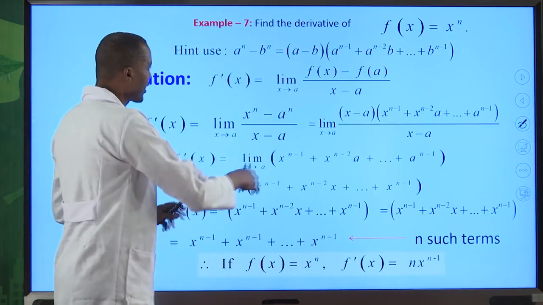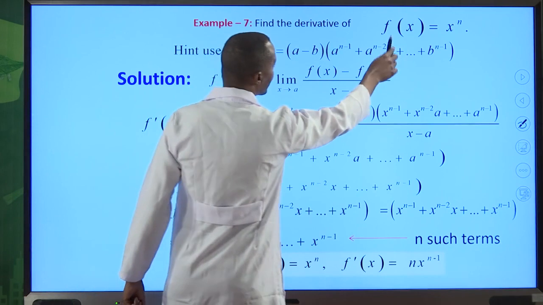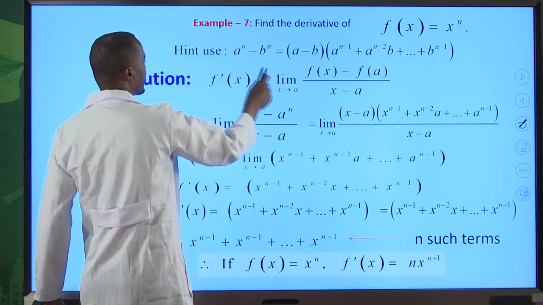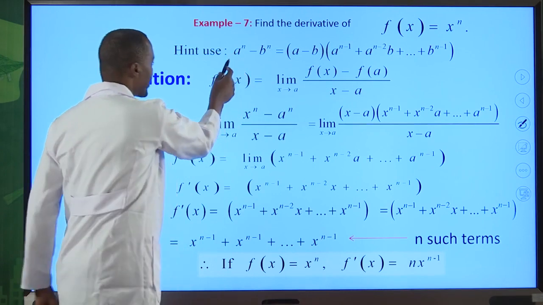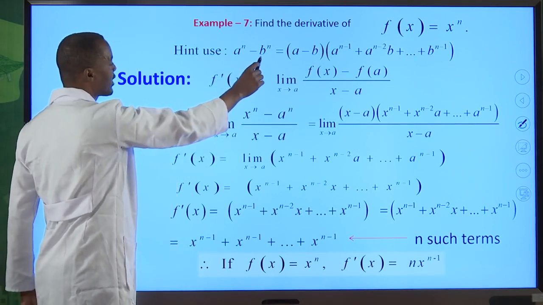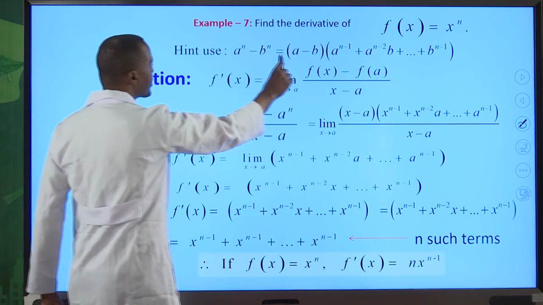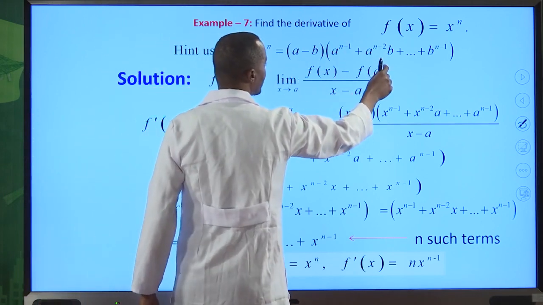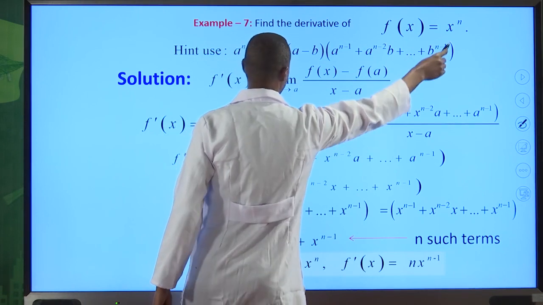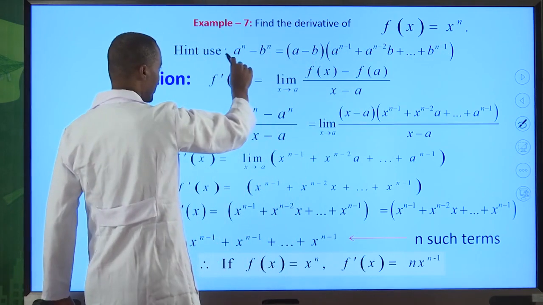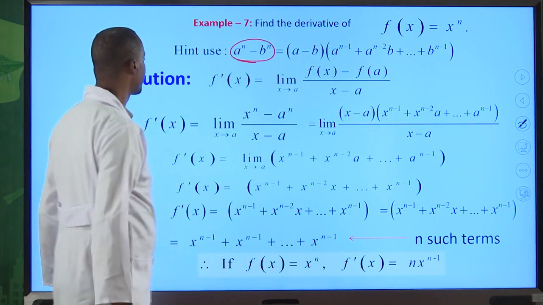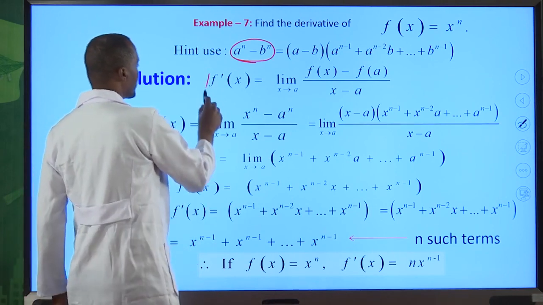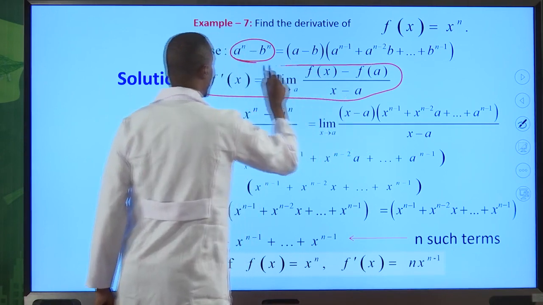Here is the time. Find the derivative of f of x is equal to x to the power n. The expansion of terms like a to the power n minus b to the power of n can be written as a minus b into a to the power n minus 1 plus a to the power n minus 2 b plus, and so on up to b to the power of n minus 1. That is the way we expand these kind of quantities. Then we have this general formula for our derivative.